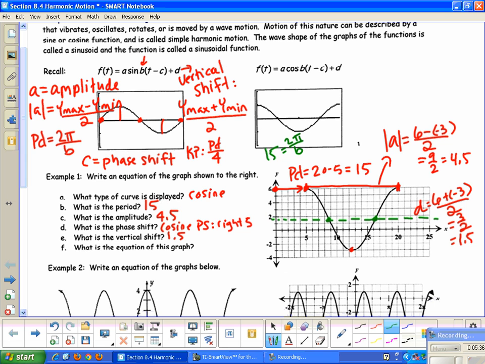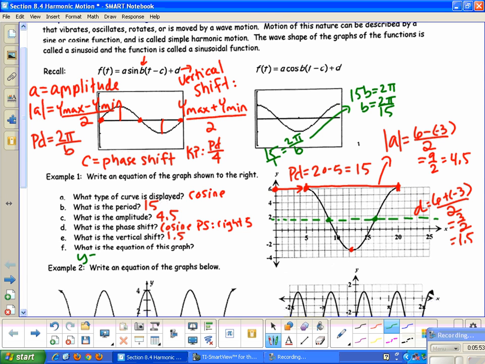So if I take this equation, I can cross multiply and solve. This is over 1. So I get, over here I'm going to write it, 15b equals 2 pi. So b equals 2 pi over 15. So that's the b value I use in my equation.